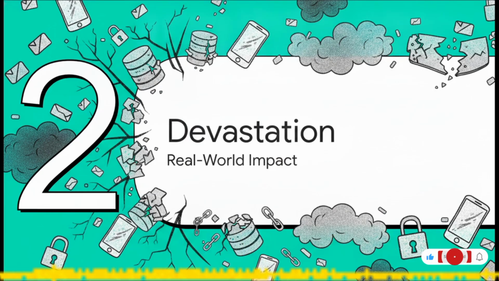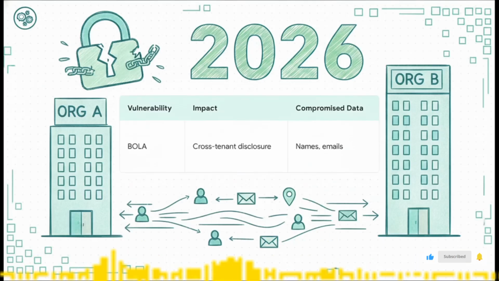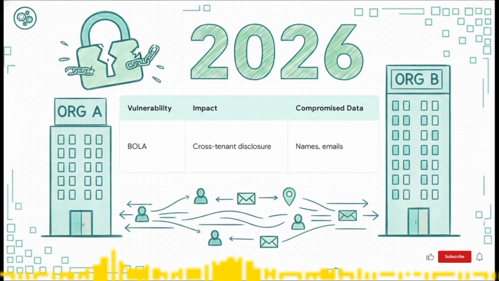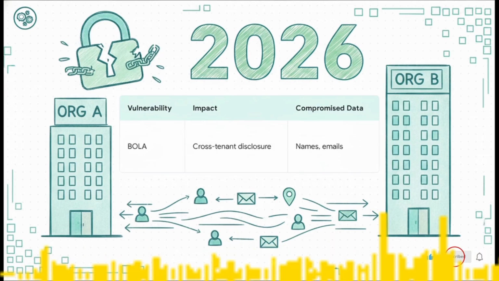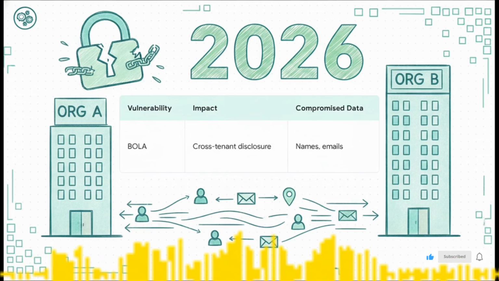Let's move on to Section 2. Real-world devastation. What happens when this actually goes wrong out in the wild? Take a look at this threat intelligence from 2026 regarding CVE-2026-68582. In this case, an open-source app completely failed to check object-level permissions, which allowed attackers to blindly dump sensitive data from entirely different organizations.